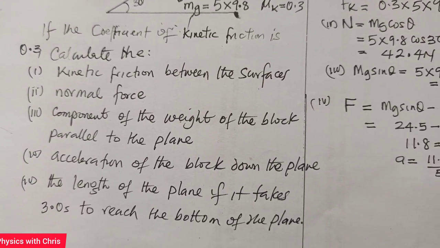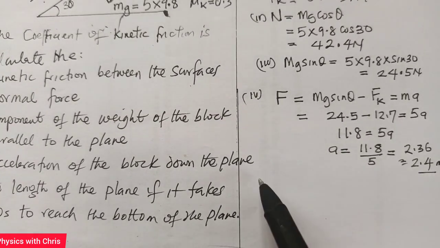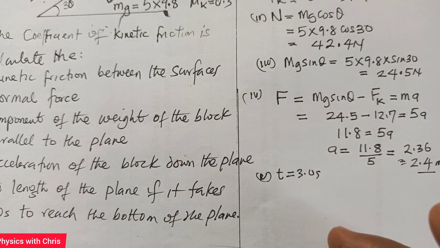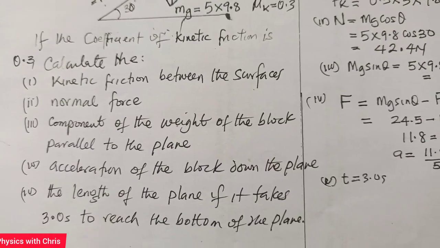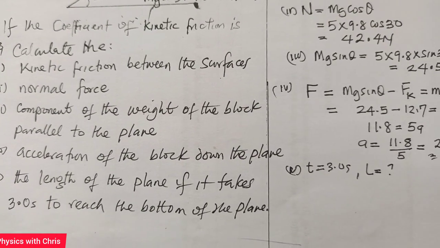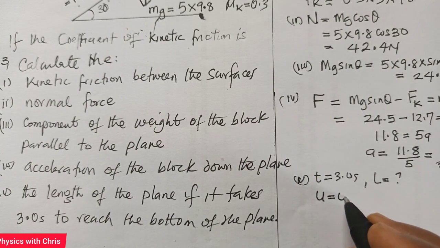Now the length of the plane, if it takes 3 seconds to reach the bottom of the plane, time t is 3 seconds. Now we are going from kinetics to kinematics. So we come to that, and then we are going to go through the equations of motion and see the one that will be suitable for solving this particular problem. So the length of the plane is to be found. Now the block of mass starts sliding from rest. The initial velocity is 0.